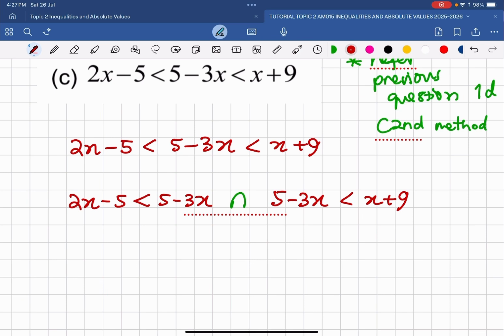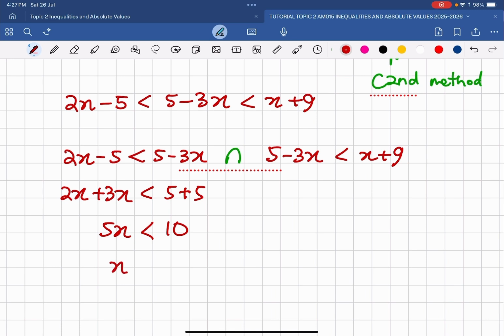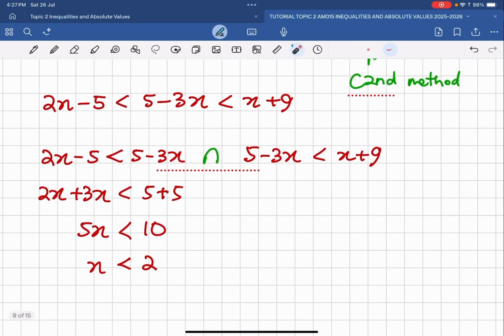Alright, now let us solve the left hand side first. So let us collect all the x together by bringing this negative 3x to the left hand side. So 2x plus 3x less than 5. This is 5. Bring negative 5 to the right hand side. We're going to get 5 plus 5. So 2x plus 3x is 5x. 5 plus 5 is 10. So x is less than 2. Simplify, right?